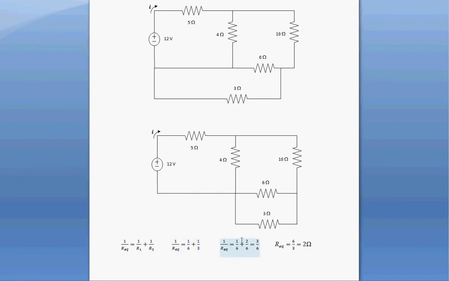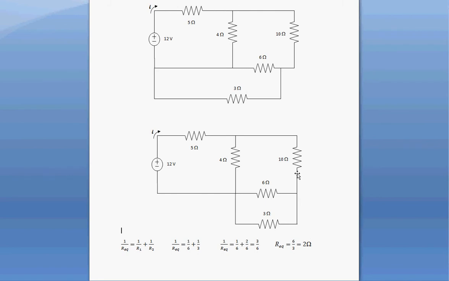So 1/3 is the same as 2/6, and so 1/6 plus 2/6 is 3/6. Now remember, this is not the equivalent resistance, this is 1 over the equivalent resistance, which means that you need to take the inverse of both sides of the equation. So R equivalent over 1 is equal to 6/3, and 6/3 is 2 ohms.